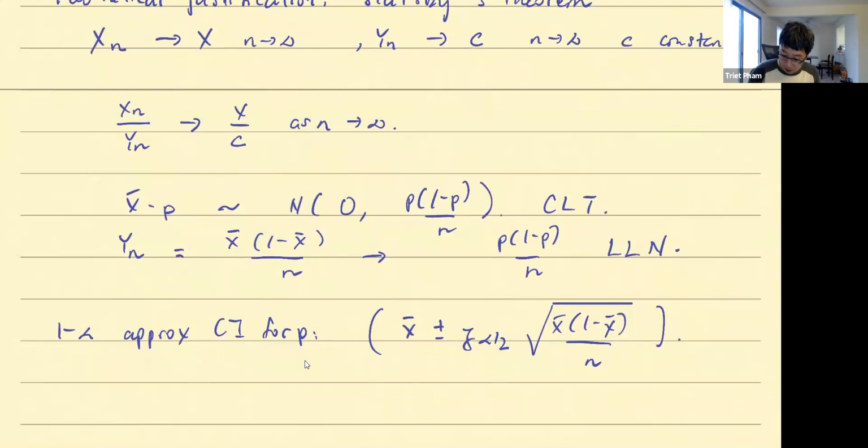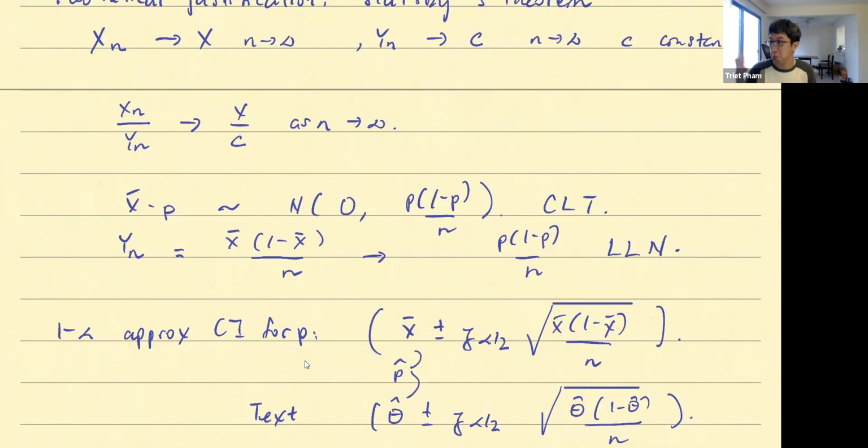Okay, so I just want to mention that your text would say something like this, but I think you would know exactly what it says anyway. Instead of x bar, it says theta hat, and you can also replace this with p hat. So p hat, x bar, theta hat, it's the same thing. It's just the sample average that's estimating p.